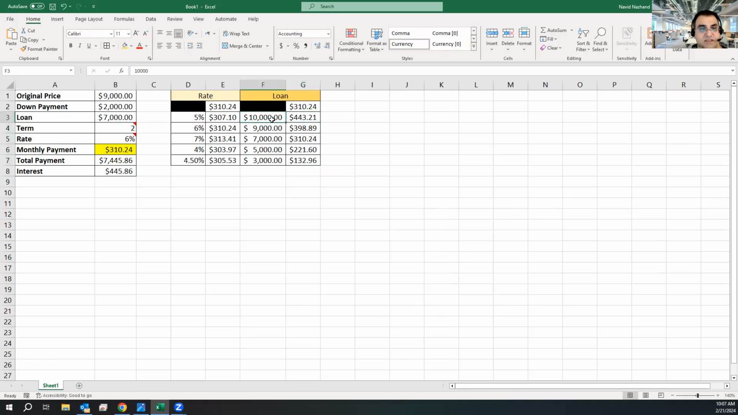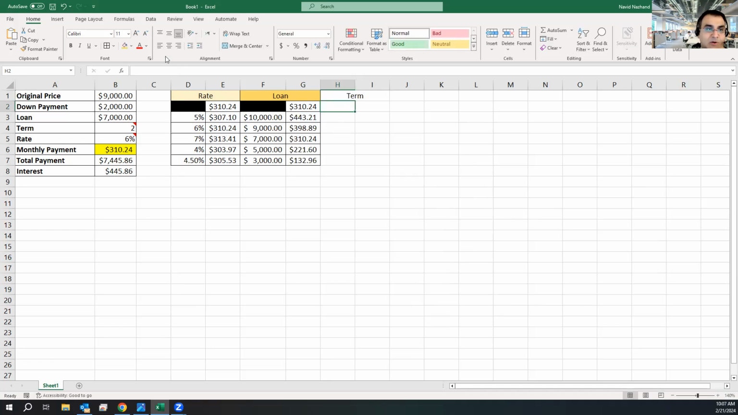So if it is $10,000, the number is going to get into 443.21. If it is 7,000, it is like what we got right now, and you can see again different scenarios for this. I can go and check different things. Again, the last one that I'm going to have in this video for you is, what about if we have different terms? We're just going to check the term.